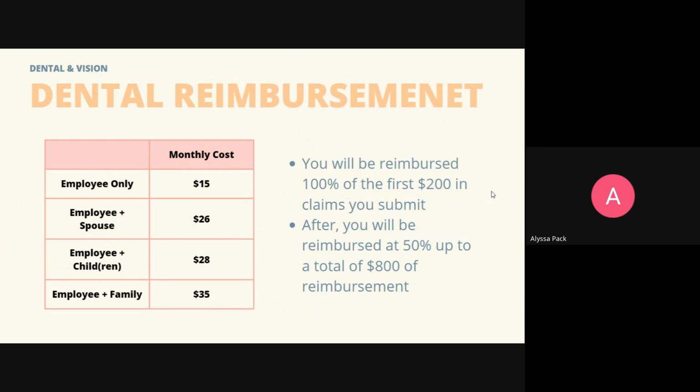You are reimbursed 100% for the first $200 in claims you submit. After that, you're reimbursed at 50% up to a total of $800 of reimbursement. This is per person, per plan year, and all dental expenses are eligible. So if you have a preventative dental appointment, other dental needs, or orthodontia care, they're all eligible and can qualify for these reimbursements.